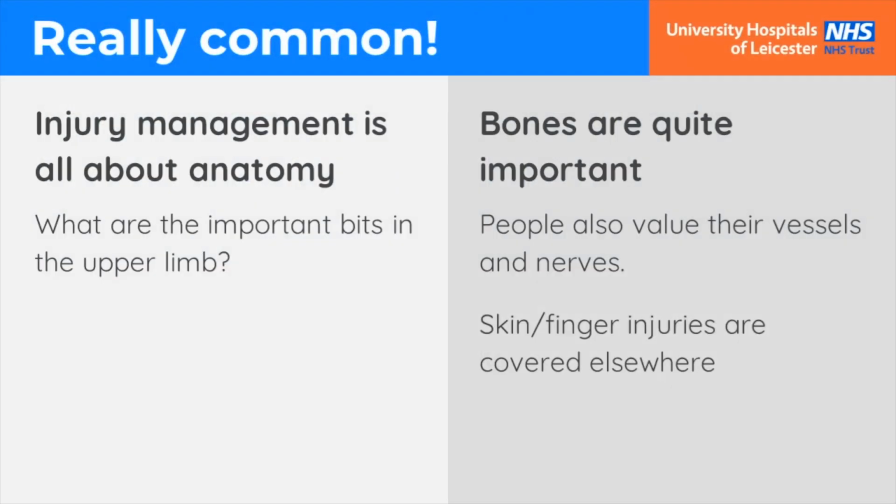Upper limb injuries are really common. You'll definitely see them. Remember that injury management is all about anatomy. The important bits in the upper limb are their bones, they're quite important, and people also really do value their vessels and nerves. Skin and fingers injuries are going to be covered elsewhere, and just remember that the hands are, again, quite important. But I've not covered this in this presentation, and that might be something you want to take a separate look at.